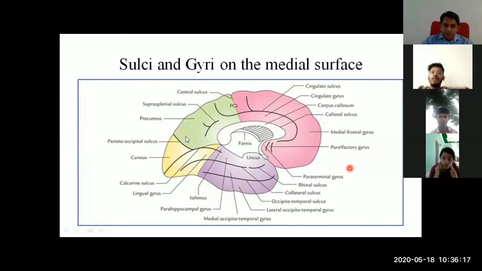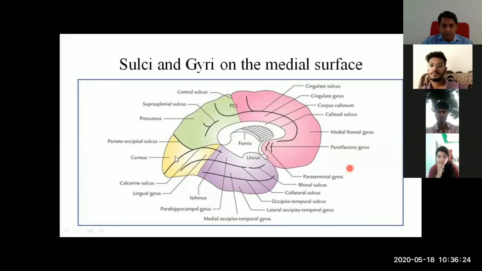So posteriorly, here we have the two main sulci. The calcarine sulcus: I said how to identify it. Just posterior to the splenium, it runs and cuts the occipital pole to extend for a smaller distance on the superolateral surface. That is the calcarine sulcus. And the parieto-occipital sulcus, which is present right in the midline of calcarine sulcus.